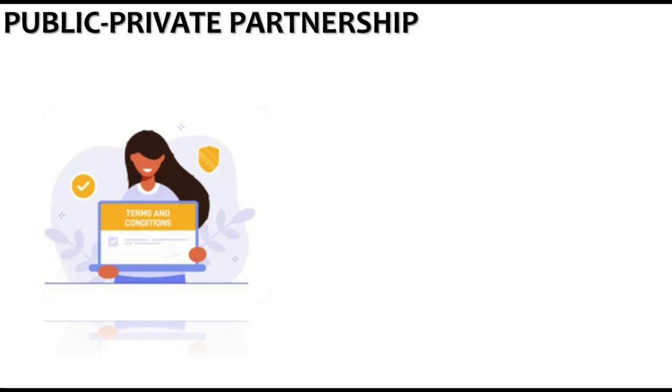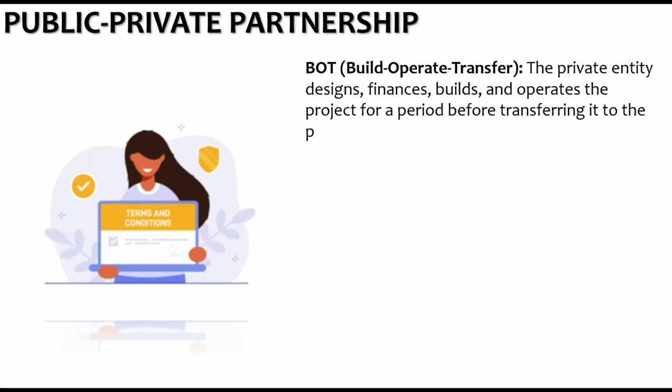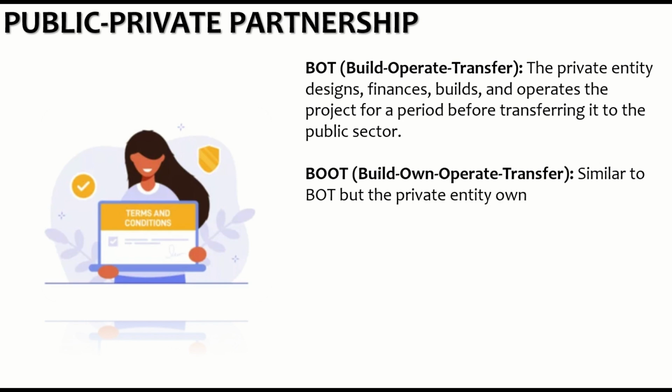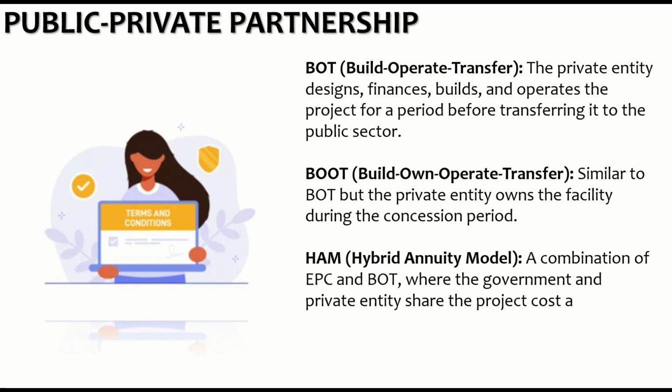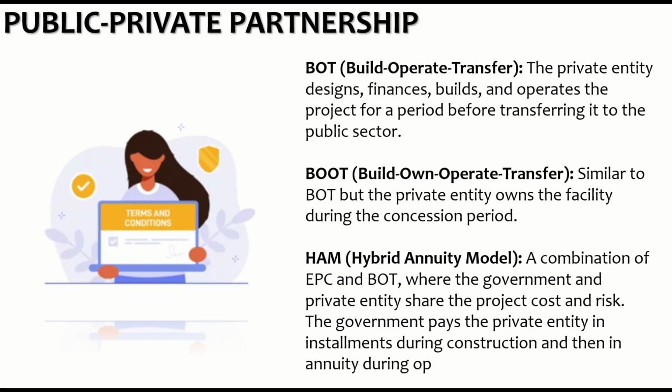The common types of PPP model contracts are BOT, that means build, operate, transfer, where the private entity designs, finances, builds and operates the project for a prescribed period before transferring it to the public sector. BOOT, build, own, operate, transfer, is similar to BOT, but the private entity here owns the facility during the concession period. And HAM, or hybrid annuity model, is a combination of EPC and BOT where the government and private entity share the project cost and risk. The government pays the private entity in installments during the construction and then in annuity during the operation.